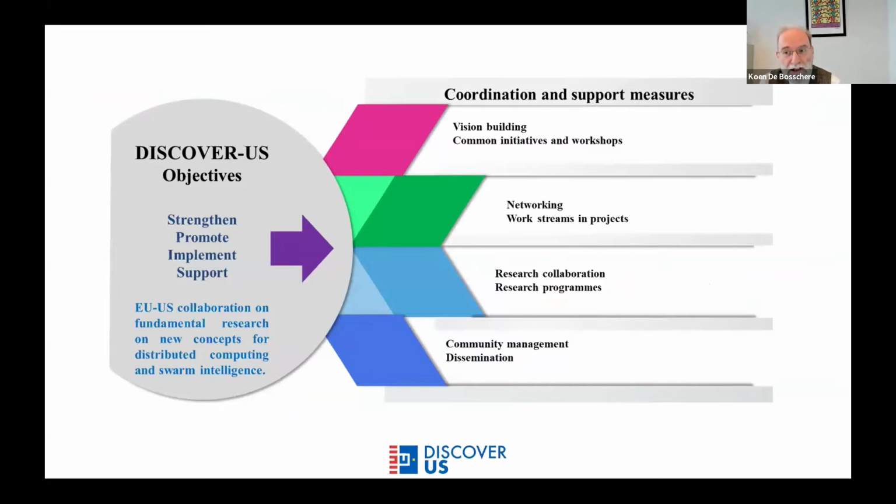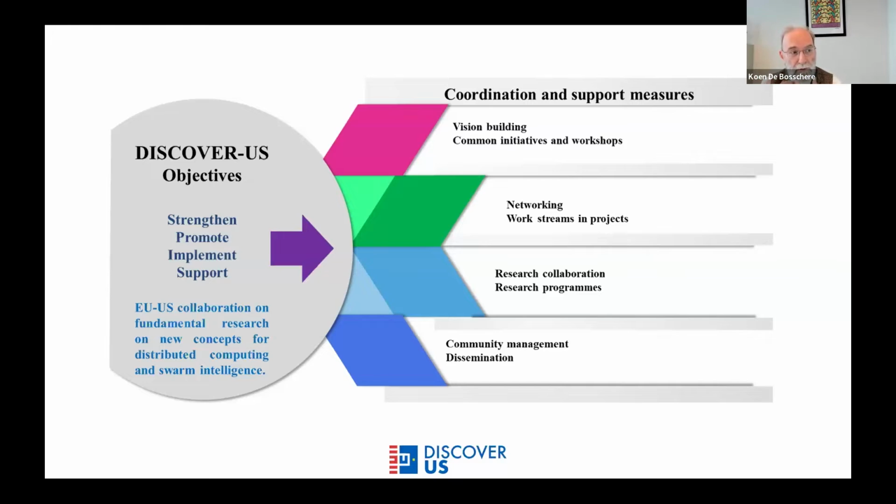So what are we going to do to reach the goals and the targets of this project? We want to do vision building, through common initiatives and workshops that we will organize. We want to do networking, so bringing the people together, especially people active in a European project or a nationally funded project here in Europe, and also colleagues in the US who are active in an NSF-funded project. So we would like to bring the projects that do similar work together in the networking activities in the context of this project. And then we will fund research collaboration through research programs, and this will go in both directions.